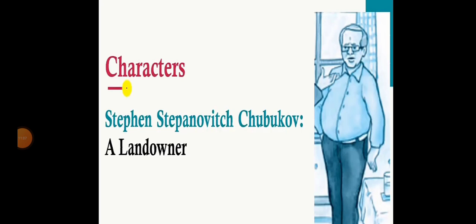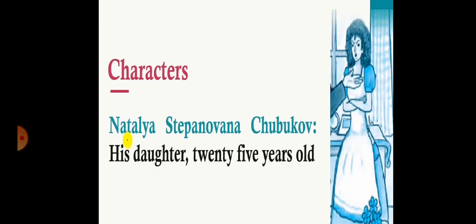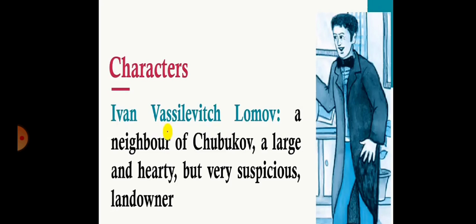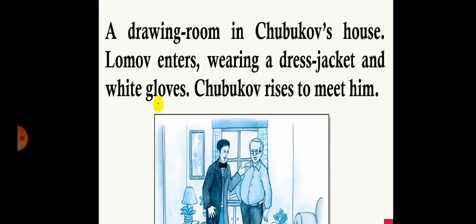The character Stefan Stepanovich Chubukov is a landowner. Natalia Stepanovna Chubukova is his daughter, 25 years old. Ivan Vasilevich Lomov is a neighbor of Chubukov, a large, hearty but suspicious landowner. So he is a landowner. The scene is a drawing room in Chubukov's house.